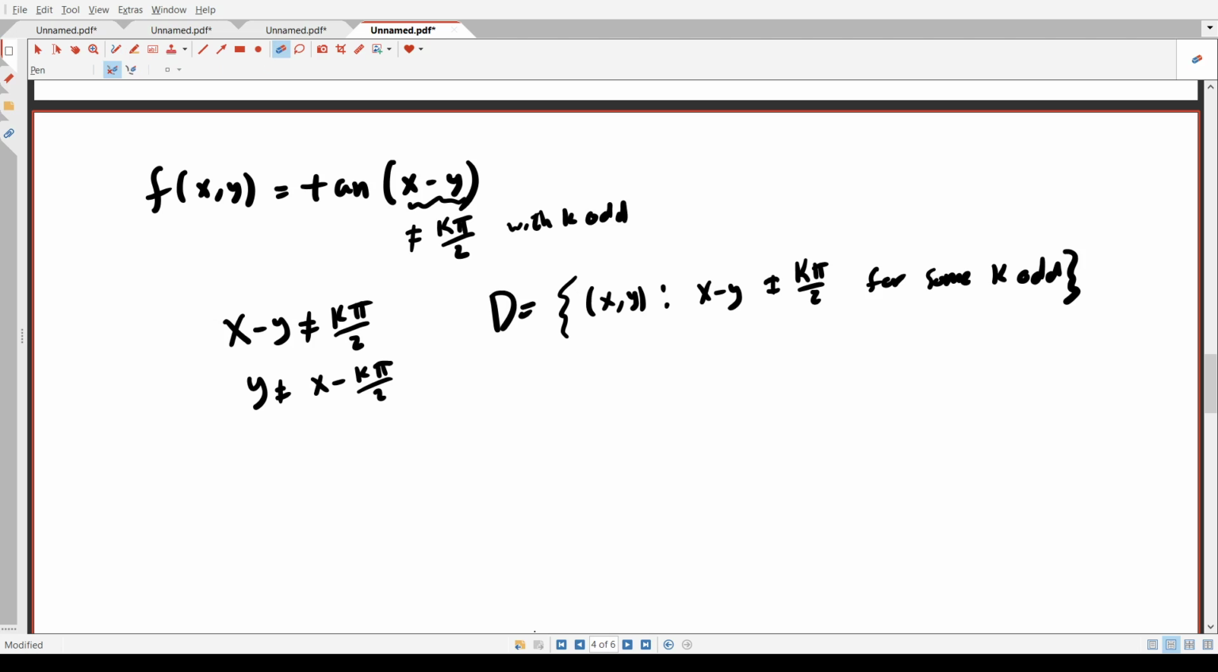So is this an open or closed set? Oh, come on. What do y'all think?